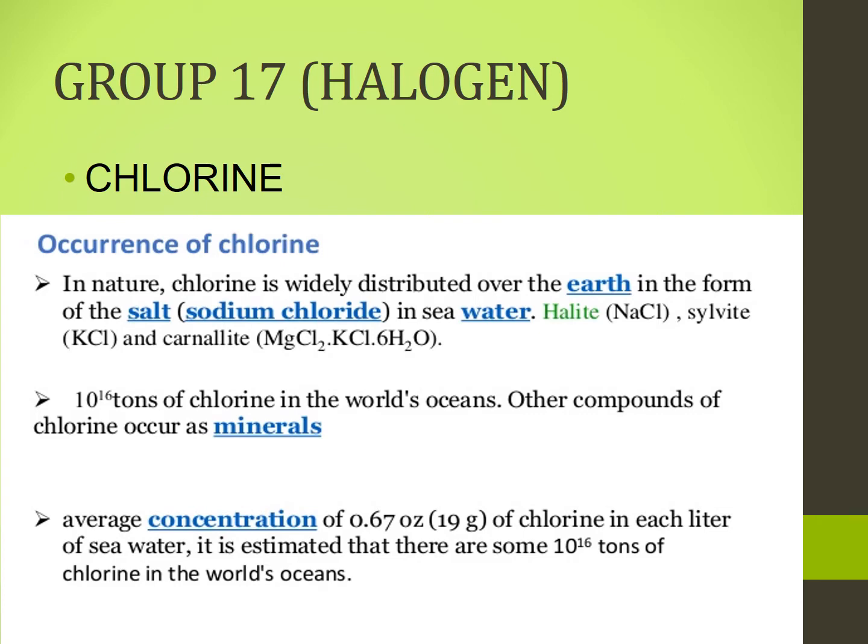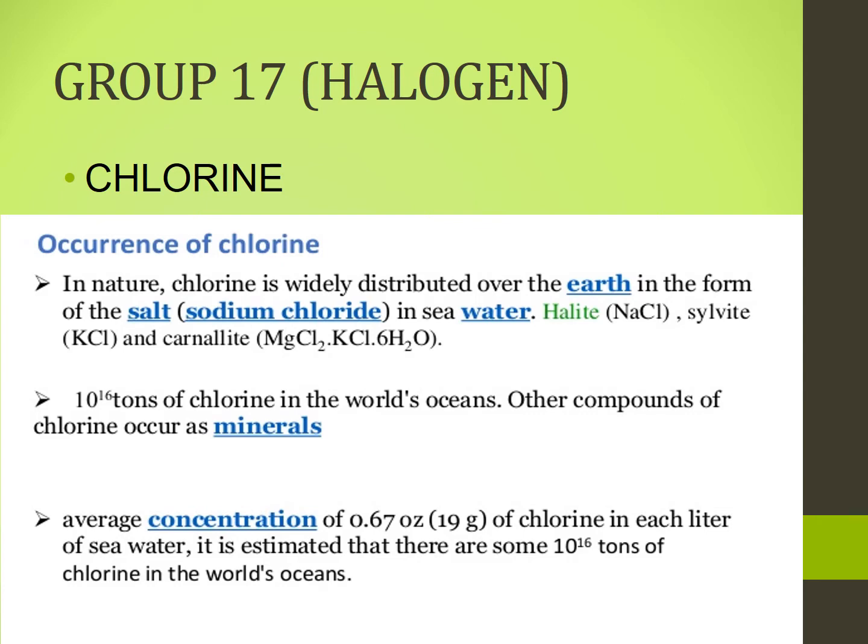The main source of chlorine is sodium chloride. It is taken from seawater. What is sodium chloride? It is a salt. Bromides and iodides also occur in seawater. In nature, chlorine is widely distributed over the earth.